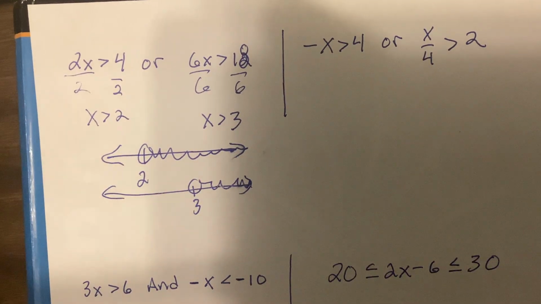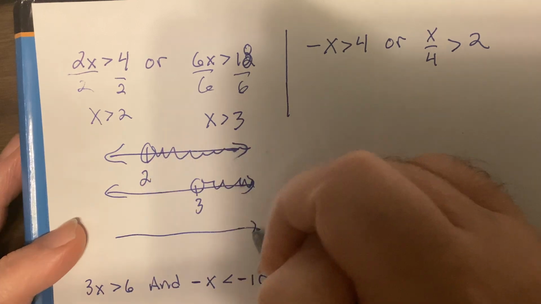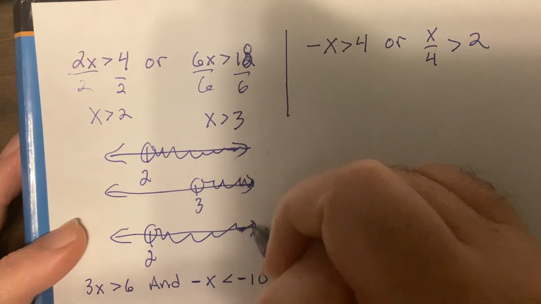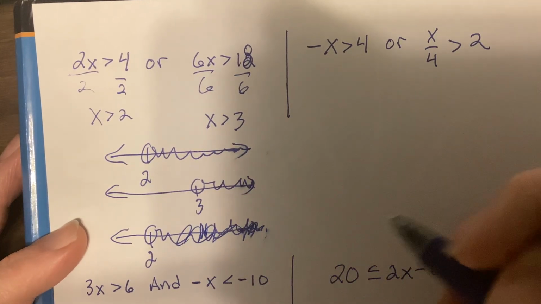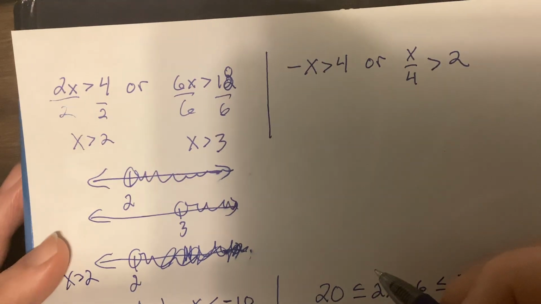Or is wherever they're shading. Wherever they're shading. So they're shading here. Bring it on down. They're shading here. Bring it down. It's already taken care of. So the answer is bigger than 2.